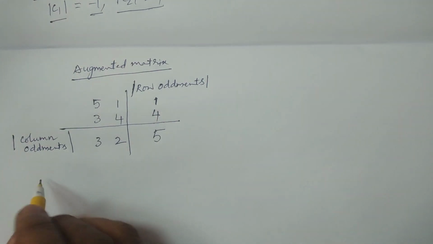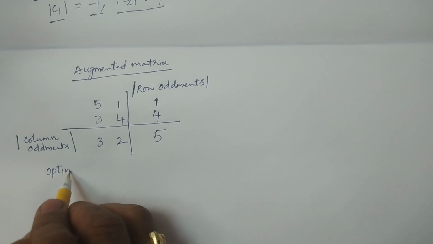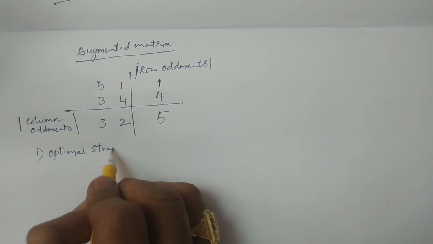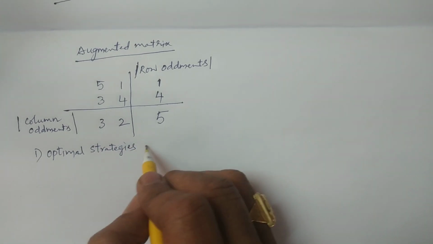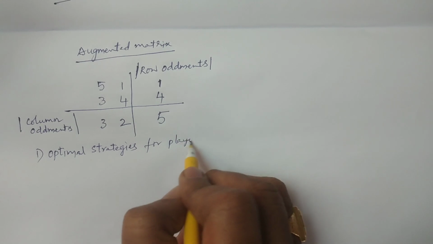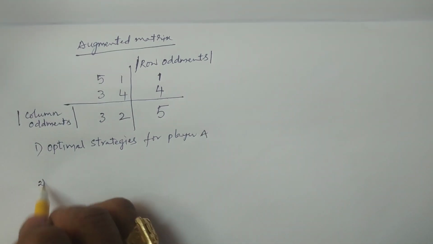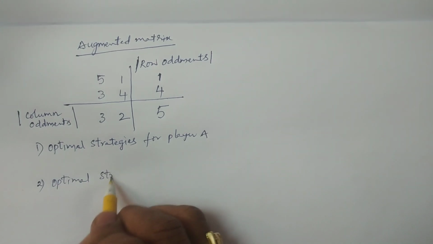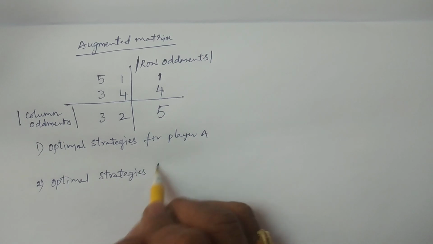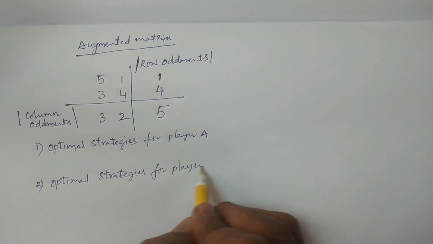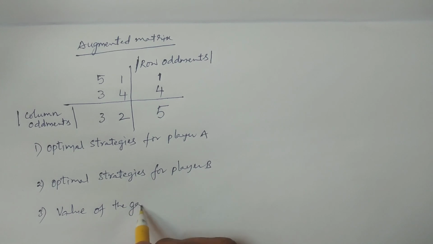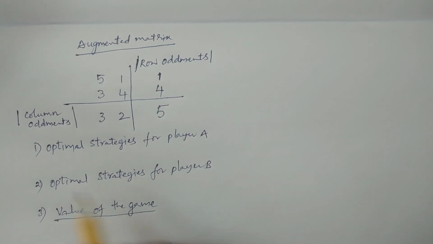Now I write here. First point, optimal strategies for player A. Second one, optimal strategies for player B. And third one, value of the game. These are the 3 points you have to calculate.